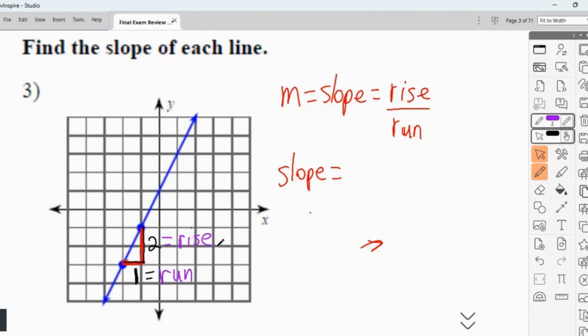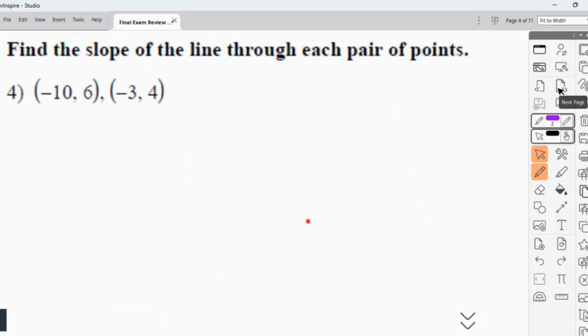So rise over run. So rise is 2, run is 1. So that means the slope is equal to 2 for this guy. Pretty easy. Any questions about number 3? Probably not, but like I said, just leave me some comments if you need. No big deal. All right, rolling on to this guy.